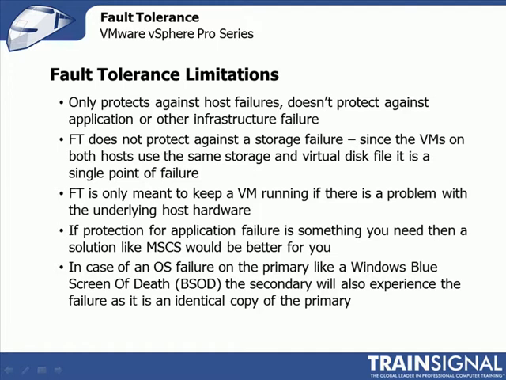If a path to the SAN fails on the primary host, the FT feature will detect this and switch over to the secondary VM, but this is not a desirable situation. Furthermore, if there was a complete SAN failure or problem with the LUN that the VM was on, then the FT feature would not protect against this.